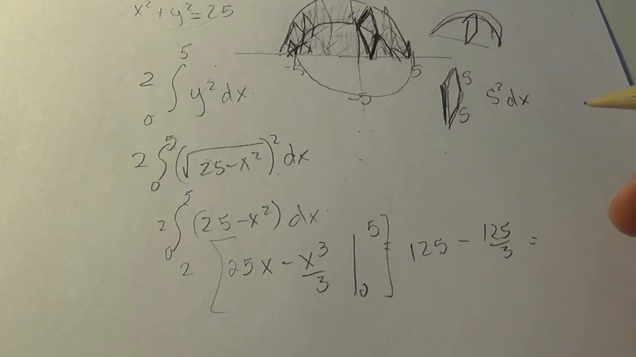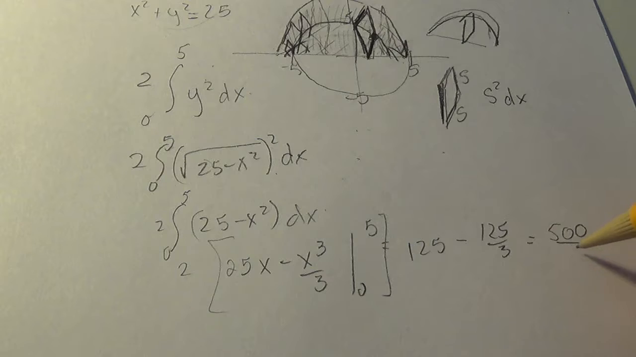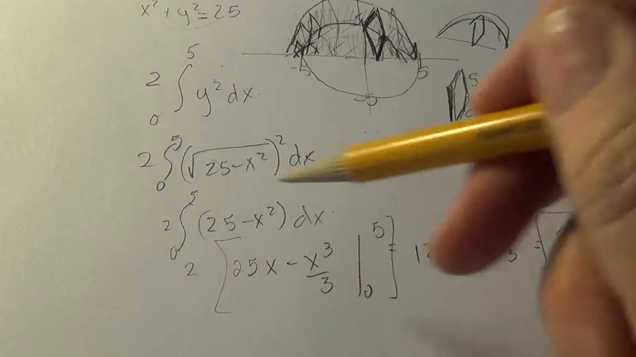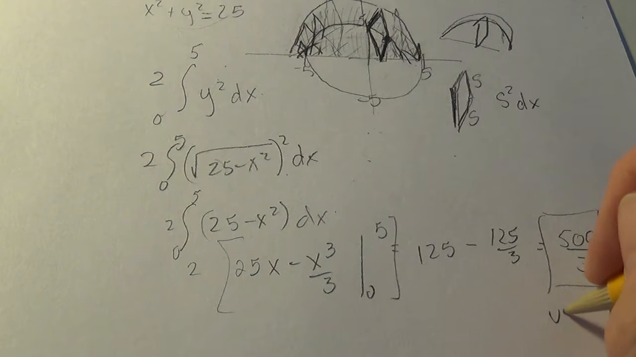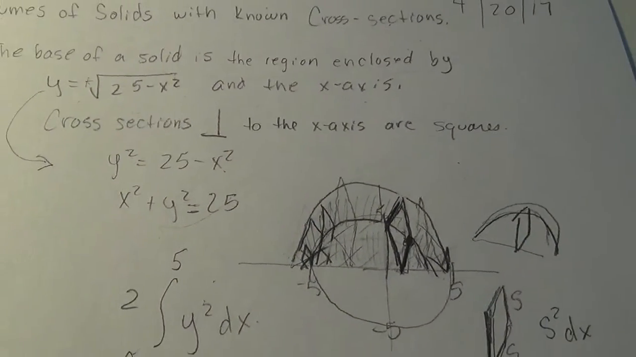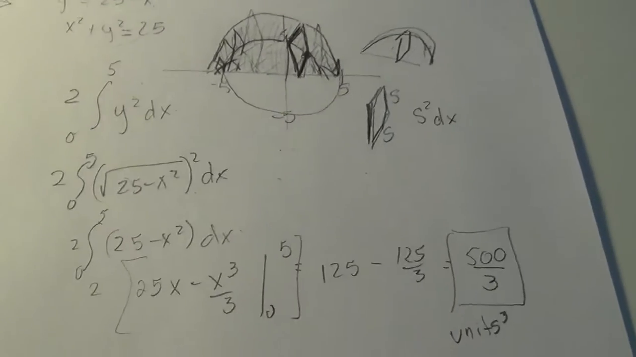So when I did all that, I got 500 over 3. Alright, so I did the fraction work, multiplied by 2, and I got 500 over 3, and that's units cubed, because it is a volume. So our structure, probably the best picture is right here, has this as its volume.